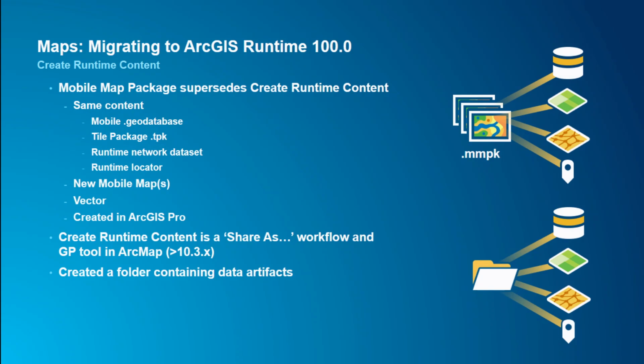In terms of create runtime content, that's largely superseded by the mobile map package. It contains the same content as that create runtime content workflow in terms of mobile geodatabases, tile packages, the runtime-compatible network dataset, and a runtime locator, but it adds support for mobile maps. So maybe one or more maps inside that mobile map package. It also adds support for including vector tile-based maps in there, and they're created in ArcGIS Pro. So mobile map packages are created in ArcGIS Pro. Create runtime content was an ArcMap workflow.